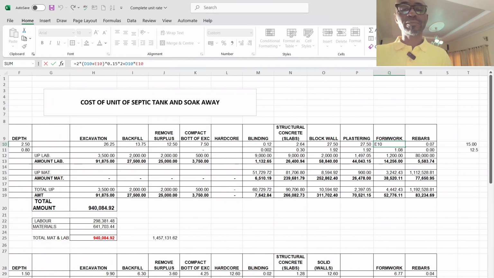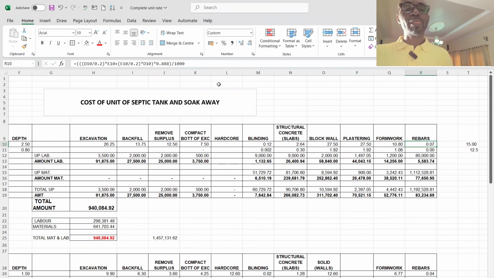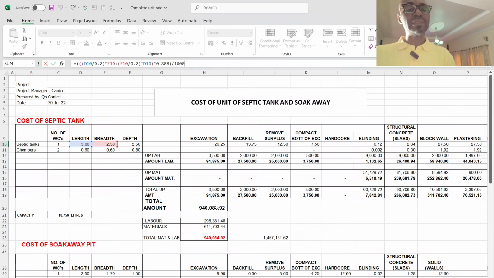Then the rebar. The rebar is simple, straightforward. The 3 meter divided by the spacing of 200 multiplied by the breadth, the length of the breadth. Then the breadth also divided by 200 multiplied by the length. Then multiply by the weight per kg, which for 12 mm, suppose 12 mm is what the structural engineer has recommended. Divide by 1,000 to convert it to ton.